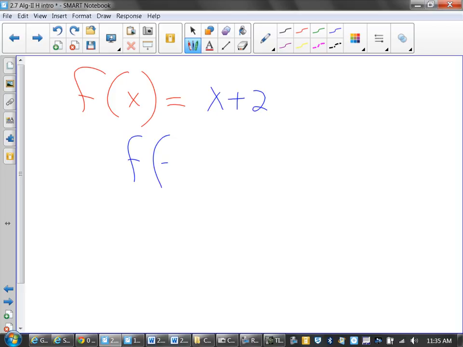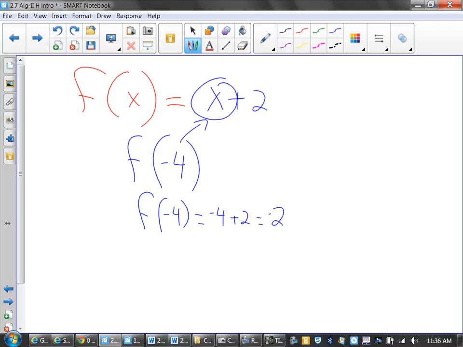What is f of -4? What does that mean, f of -4? X equals -4, very good. What this means, what is the function equal to when x is -4? So what I do is I go to my equation, and everywhere I see an x, I substitute -4. So f of -4 will equal -4 plus 2, which is -2.